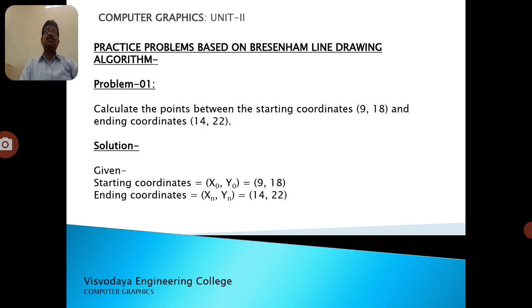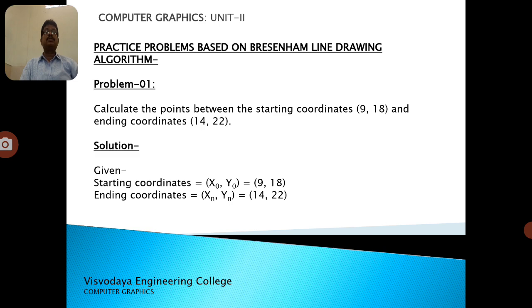So now, based on the pk value, Bresenham's algorithm calculates two cases. Case 1: if pk is less than 0, then it takes the next decision parameter and the next coordinates by a different calculation. Case 2: if pk is greater than or equal to 0, then we go for the next decision parameter value pk and the next coordinates, that is xk plus 1, yk plus 1.